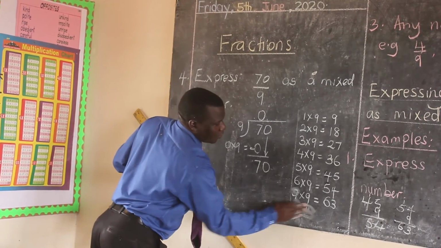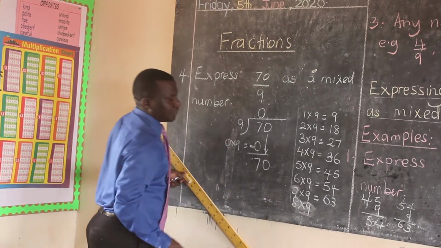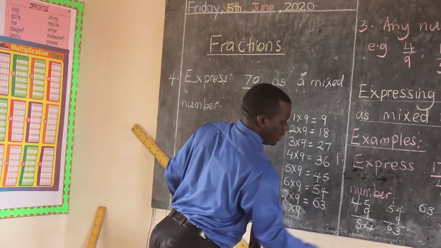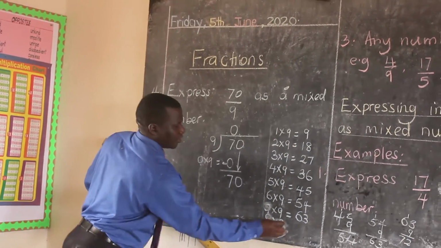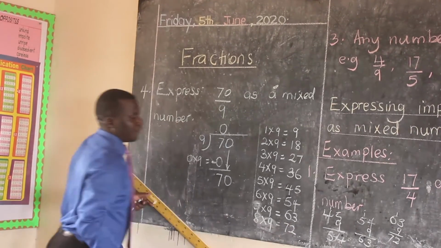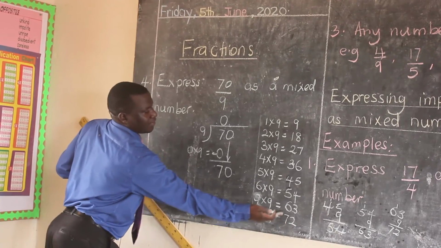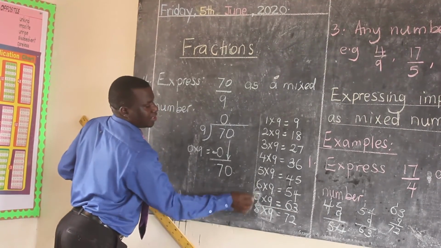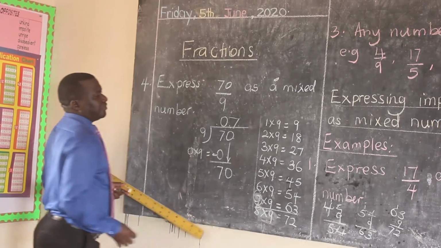We are now moving to 8. What is 8 times 9? So you just add your 9, 63 plus 9, you get 72. So now you see you have 70 here and you have 72, you have 63. So which one is nearer? It is 63. So you're going to take 7. So we shall have here 7.